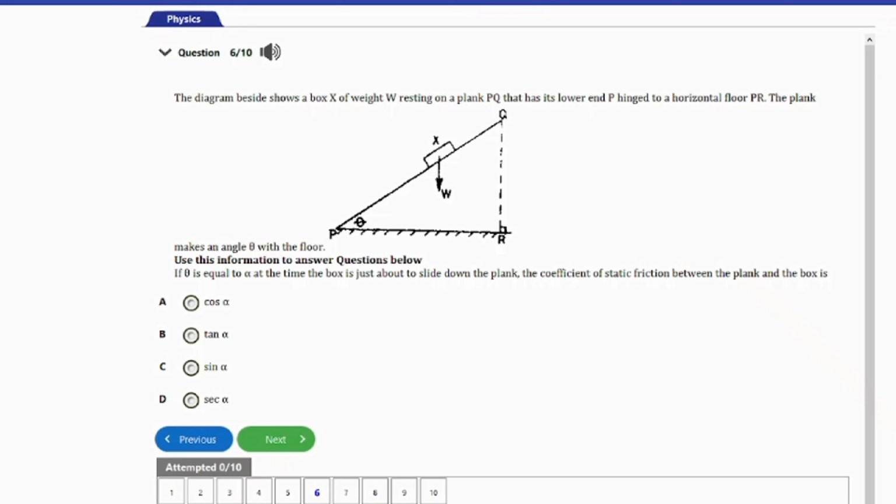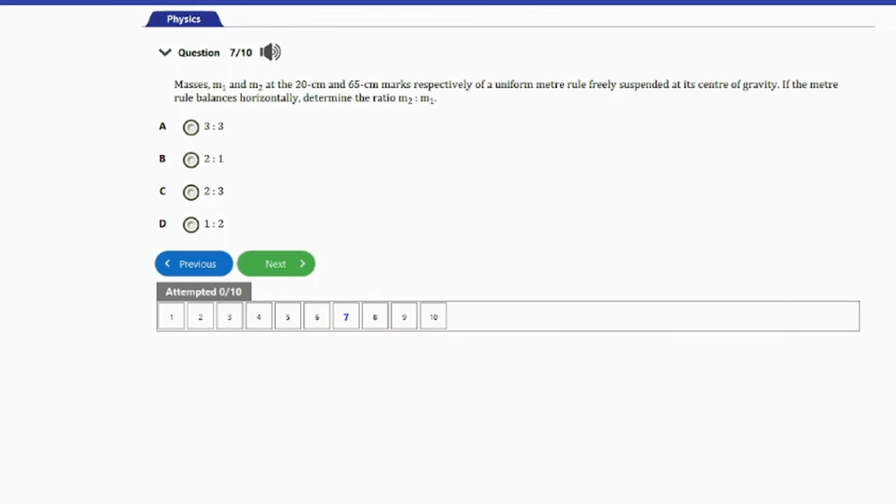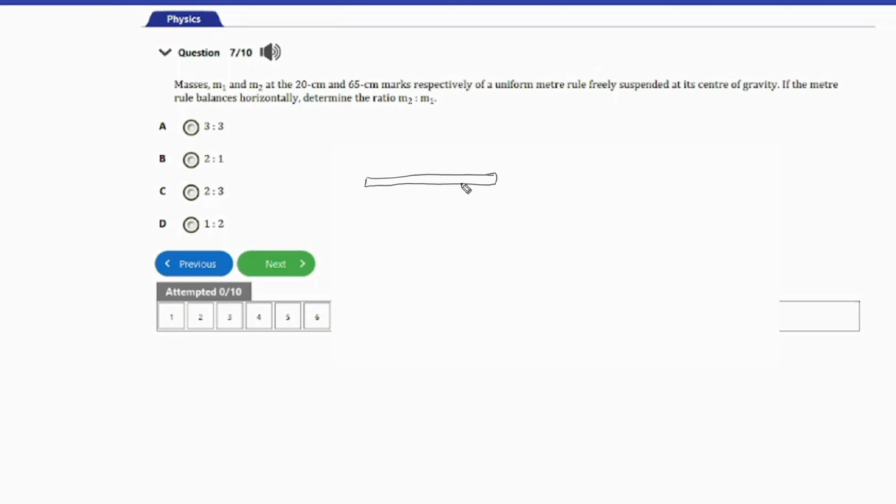Let's go ahead and consider the next question. That's question number 7 here. It says, masses M1 and M2 at the 20 cm and 65 cm marks respectively of a uniform meter rule freely suspended at its center of gravity. If the meter rule balances horizontally, determine the ratio M2 to M1. So we are going to still have that the sum of the clockwise moments is equal to the anti-clockwise moments.